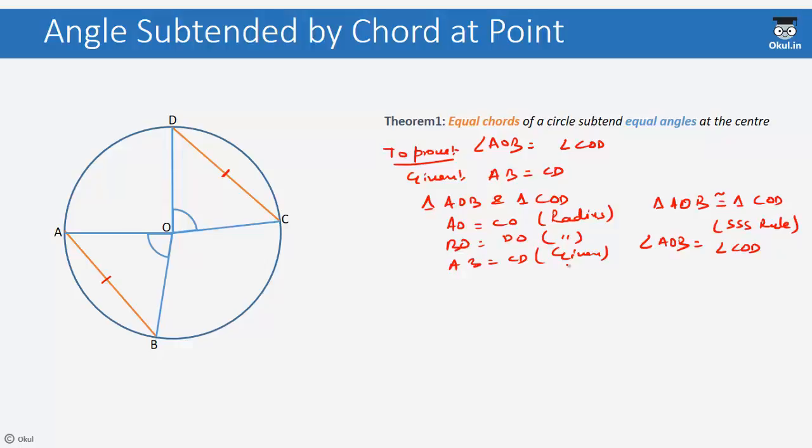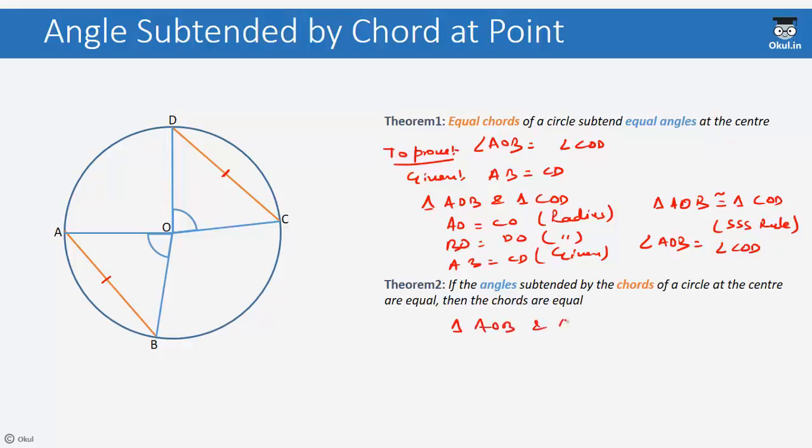Now we have another theorem, theorem 2, which is the reverse of the first theorem, and states that if the angles subtended by the chords of a circle at the center are equal, then the chords are equal. In this theorem, it is saying that the angles that are subtended are given to be equal. So we have two triangles, triangle AOB and triangle COD, and we have been given that the angle subtended by the chords, angle AOB, is equal to angle COD. So this is already given to us.